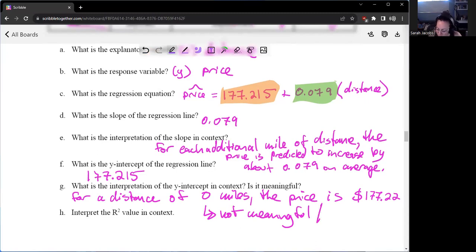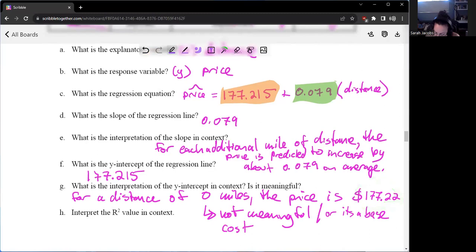Or you could say there's just a base cost. Maybe they average that out, just to service the plane, pay the people, whatever, per customer. It's going to take at least that.